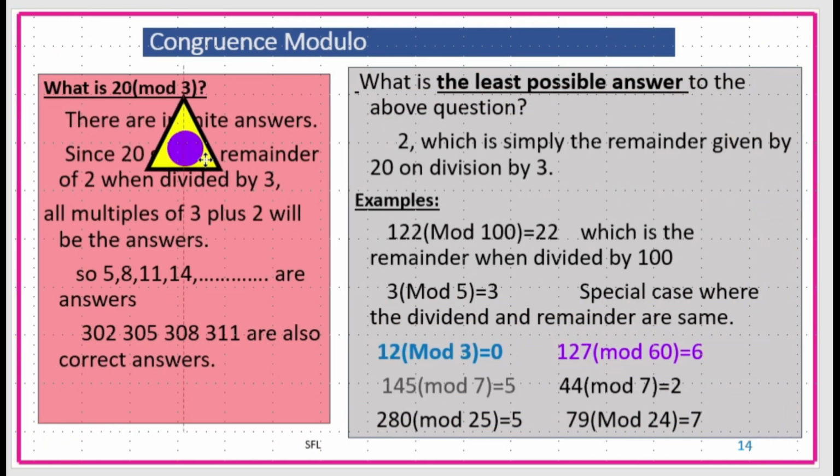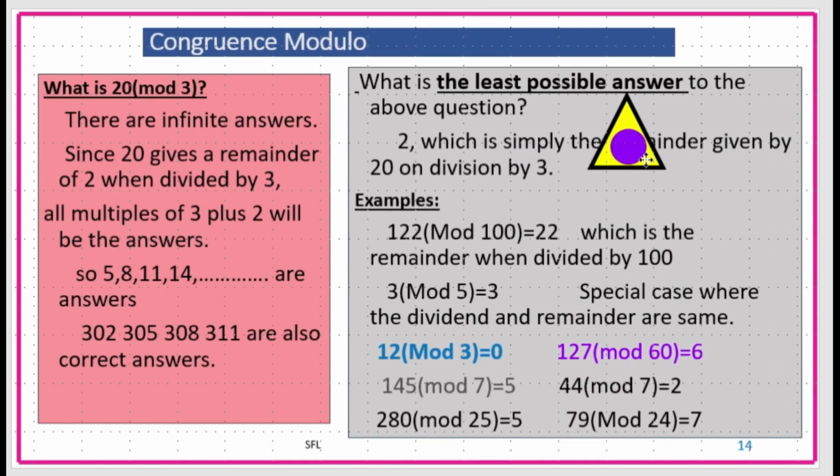What is 20 mod 3? There are infinite answers. Since 20 gives a remainder of 2 when divided by 3, all multiples of 3 plus 2 will be the answers. So, 5, 8, 11, 14 and so on are answers. Therefore, 5 is congruent to 20 mod 3. 8 is congruent to 20 mod 3. 14 is congruent to 20 mod 3 and so on. Similarly, 302, 305, 308, 311 all are correct answers.